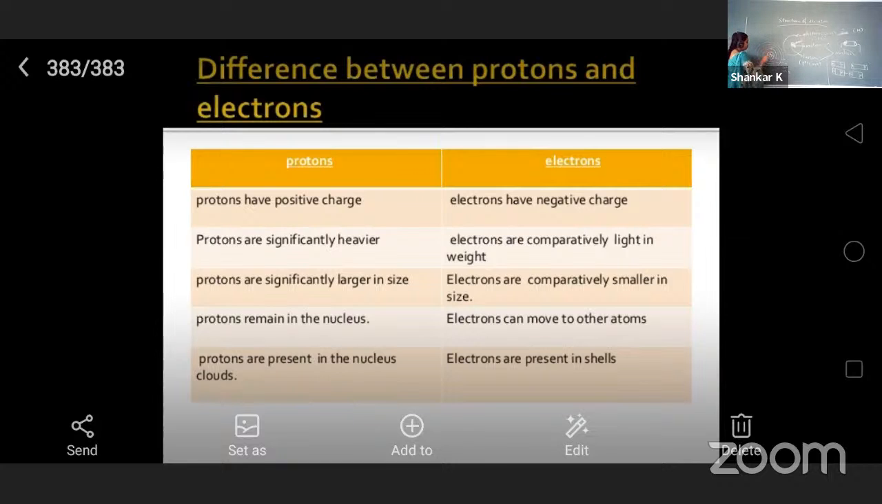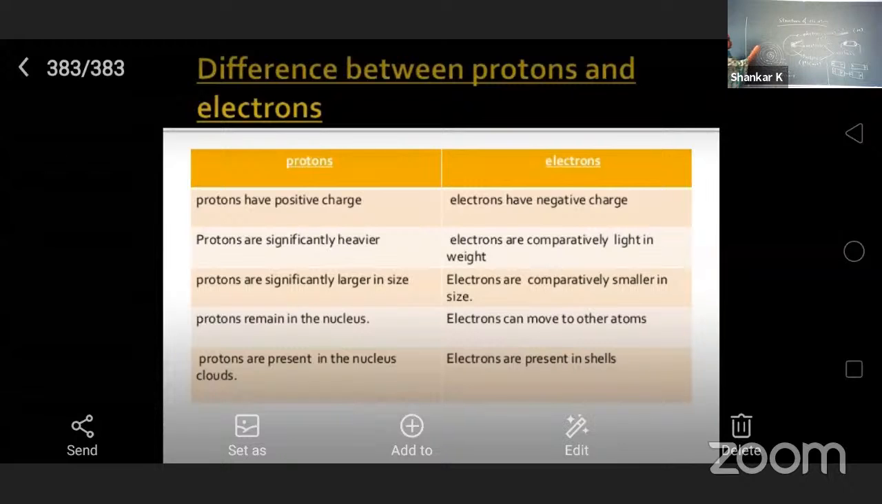Here only 2 electrons should be there. If there are 3, the extra goes to the next shell. These are the shells: the first shell, second shell, third shell, fourth shell. In the first shell there should be 2 electrons. Come to the second shell: 2 into 2 squared is 2 into 4, which is 8. Here there should be only 8 electrons. If there are 9, the electron goes to the next shell.